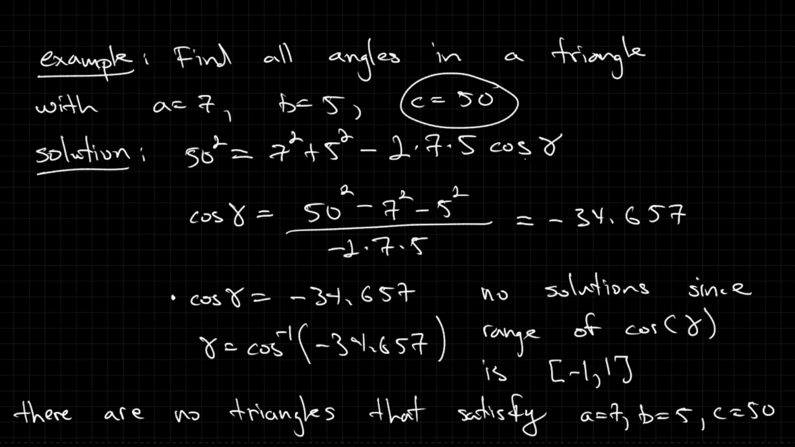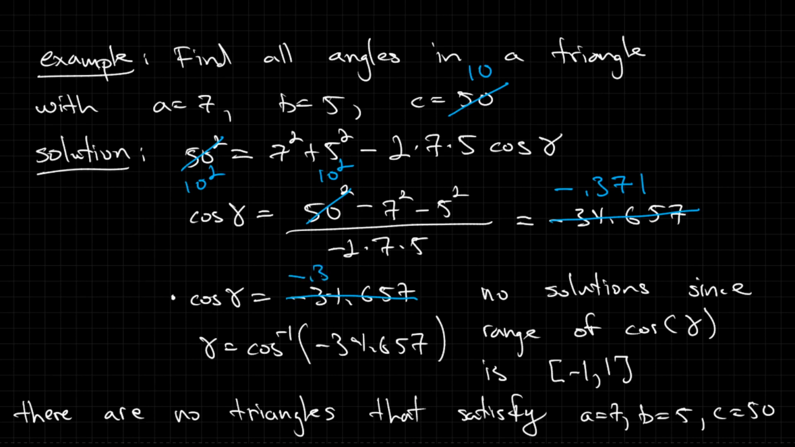So now that we've seen how perhaps we can be searching for triangles that don't exist and how to recognize that there are no triangles, let's change this problem a little bit so that we can actually find some triangles that solve these conditions. So let's change this to 10. So if we change that to 10, then this and this would become 10 squared. And so this right-hand side would become -0.371. And so cosine of gamma would have to be -0.371.